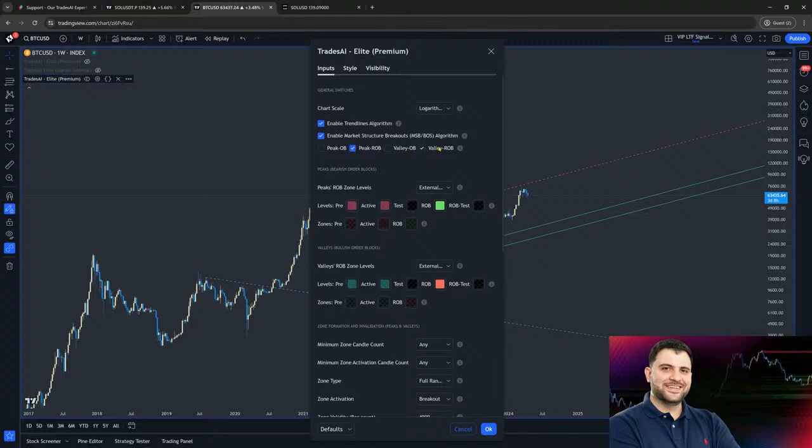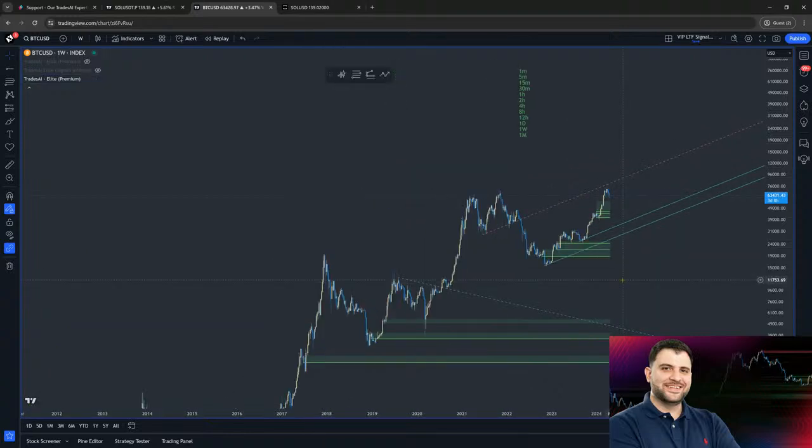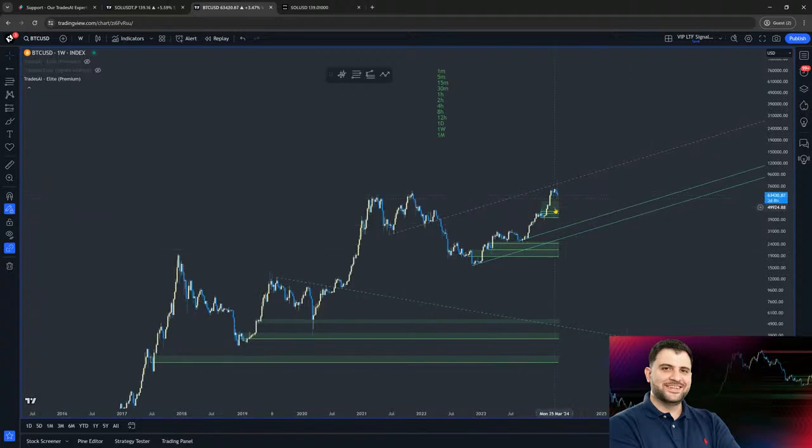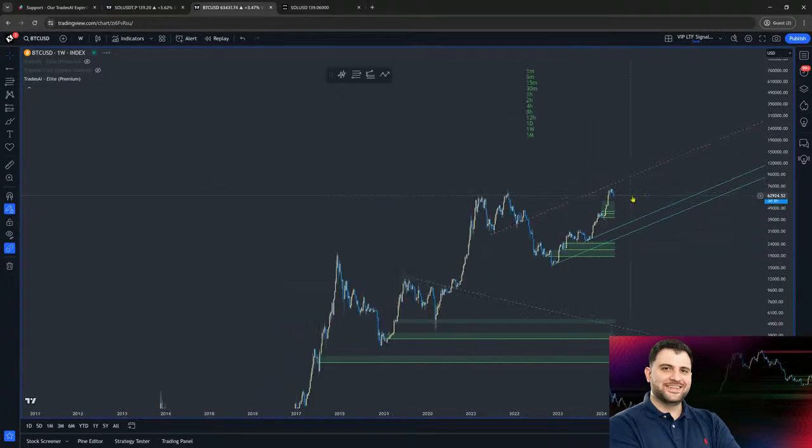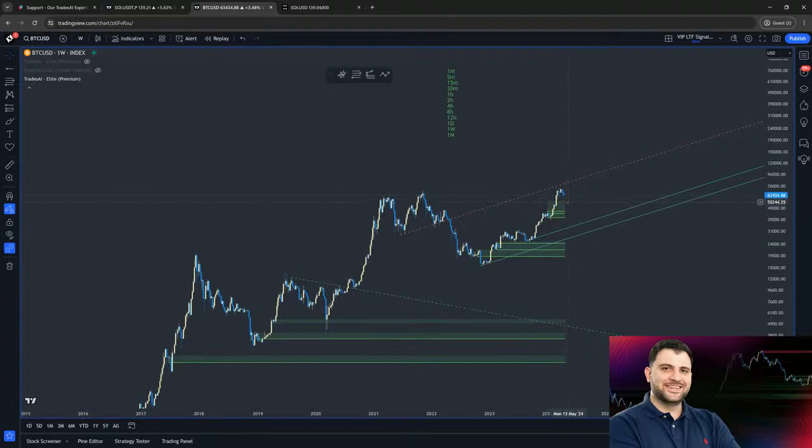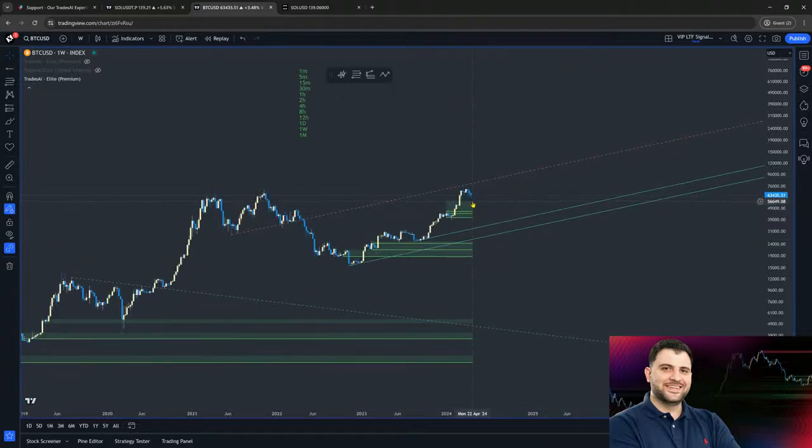I like to enable these: trend line, MSP, ROB valley, and ROB peak. And literally whatever green box or line I see, like a trend line or box, I buy or long. Whatever is red, I sell or short. So if price came here, for example, this is a box, I would buy.